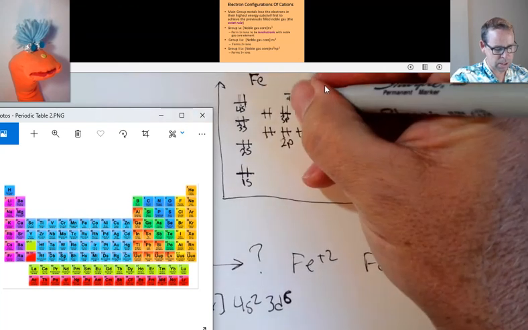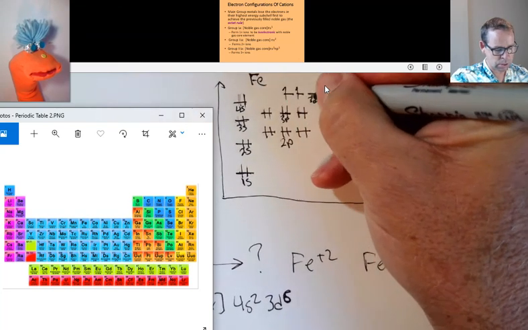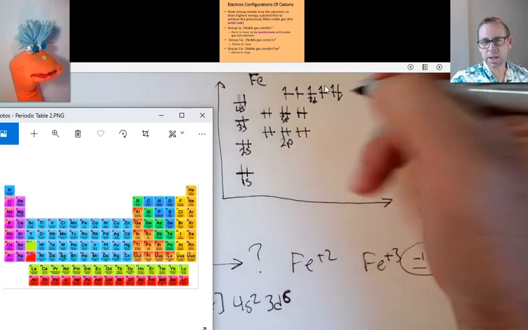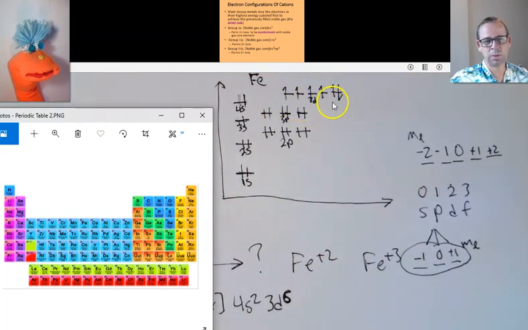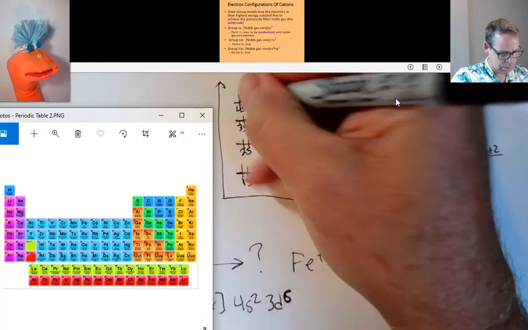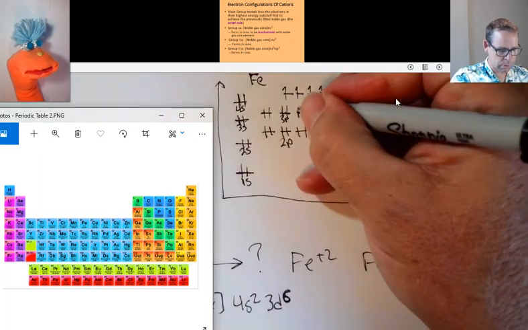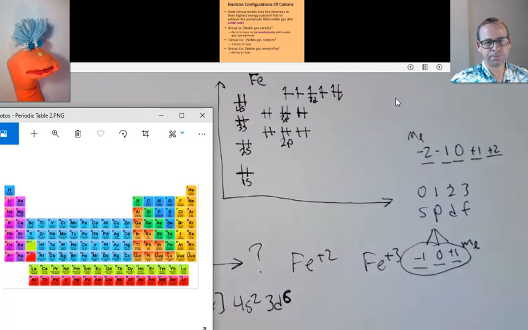6, 7, 8, 9, 10, 11, 12, 13, 14, 15, 16, 17, 18, 19, 20, and now we have 26. Now I'm going to put little arrows, 21, 22, 23, 24, 25, and then I'll put the 26 there. I could have put that last one on any one of those 5 there. Degenerate, all the same energy, it doesn't matter. Okay, so what I have there is the orbital diagram for our iron atom, okay?